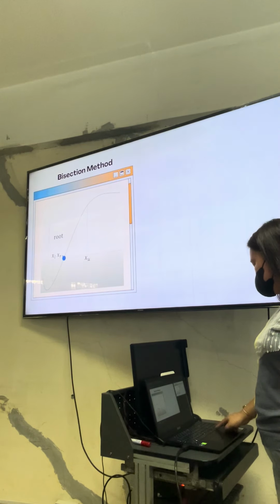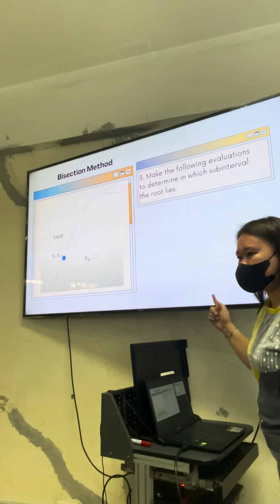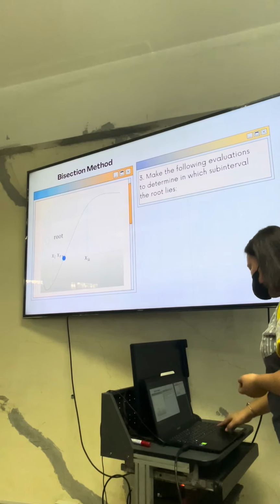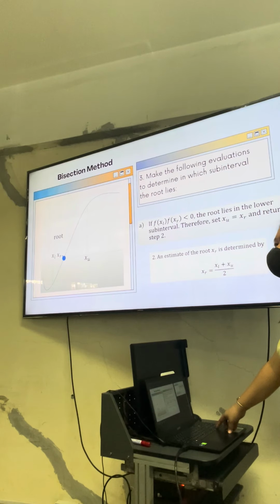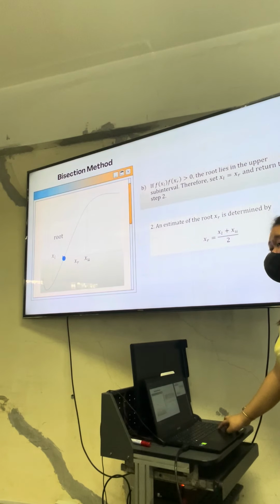Next, this is the third. Make the following evaluation to determine in which subinterval the root lies. So in here, we have condition A. If the function of our x sub l multiplied with the function of our x sub r is less than 0, then the root lies in the lower subinterval. Therefore, set xu equal to xr and return to step 2. This is step 2. Okay? Ako na siya i-explain. Nata example na later.